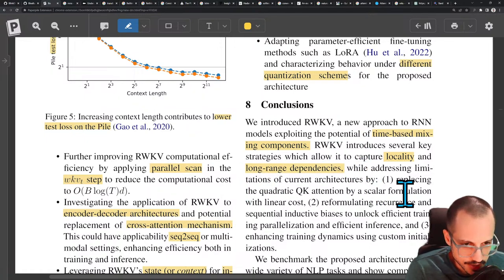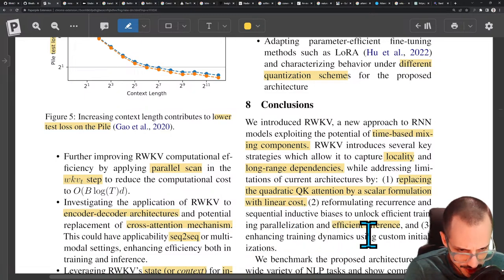While addressing limitations of current architectures by replacing the quadratic QK attention by a scalar formulation with linear cost, that's really the biggest part, and reformulating recurrence and sequential inductive biases to unlock efficient training parallelization and efficient inference. I don't know if efficient inference is the right word. I think inference is always shitty no matter what you're doing. And three, enhancing training dynamics using custom initialization.